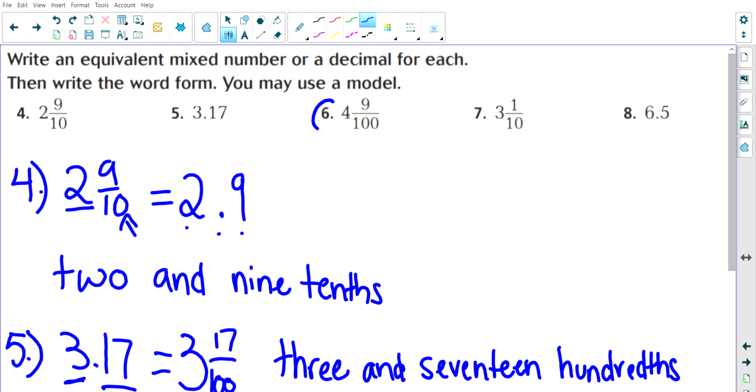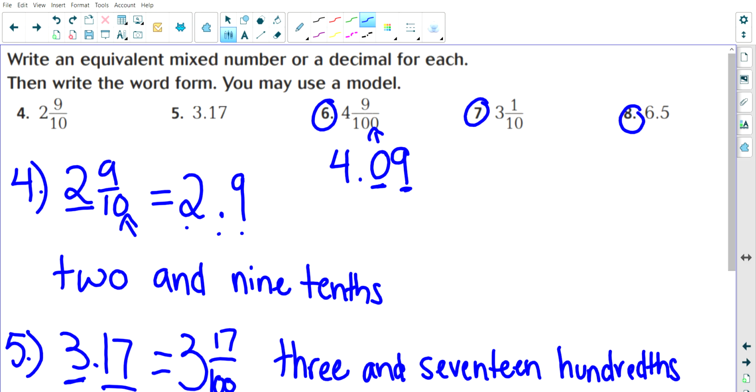All right, solving 6, 7, and 8. Here are the answers for you. Number 6, the equivalent decimal you should have written is 4.09. Very important that that 0 is there because this is hundredths. The 9 needs to be in the hundredths place. We read this as 4 and 9 hundredths. Those are the words you should have written out.